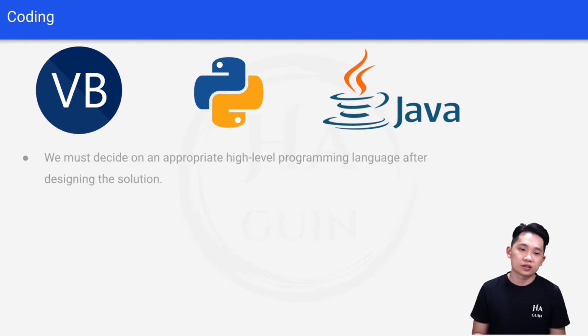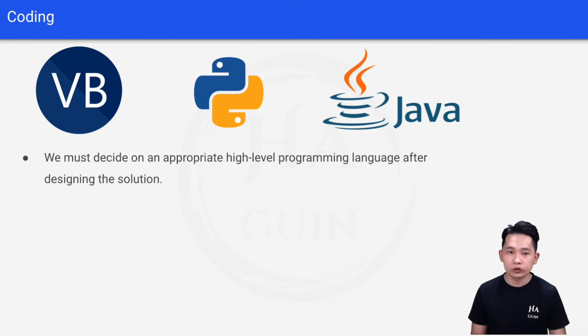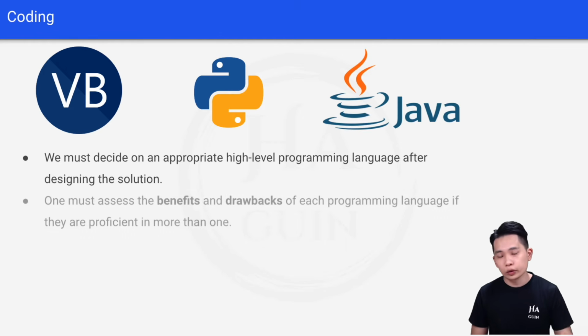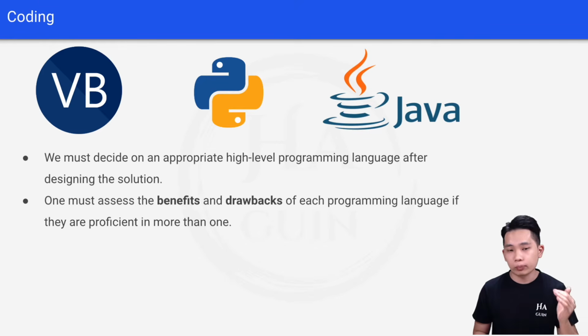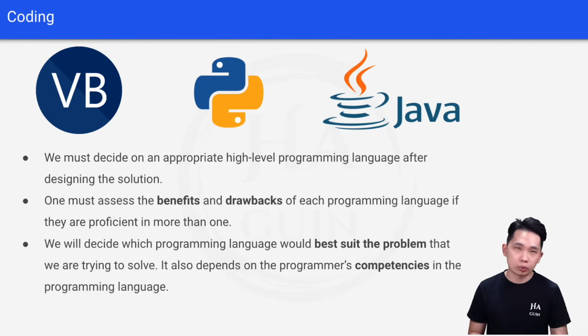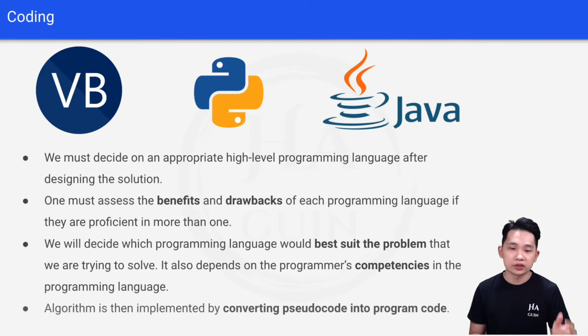So first of all, we must decide on an appropriate high-level programming language after designing a solution. So what we do here is that one must assess the benefits and drawbacks of each programming language if they are proficient in more than one, and then we will decide which programming language will best suit the problem that we are trying to solve. It also depends on the programmer's competencies in the programming language. It means that let's say we have decided a solution, we have to choose the best programming language that our team knows how to code, because choosing a programming language that no one knows how to code would not benefit the team. And lastly, the algorithm is then implemented by converting the pseudocode into program code.